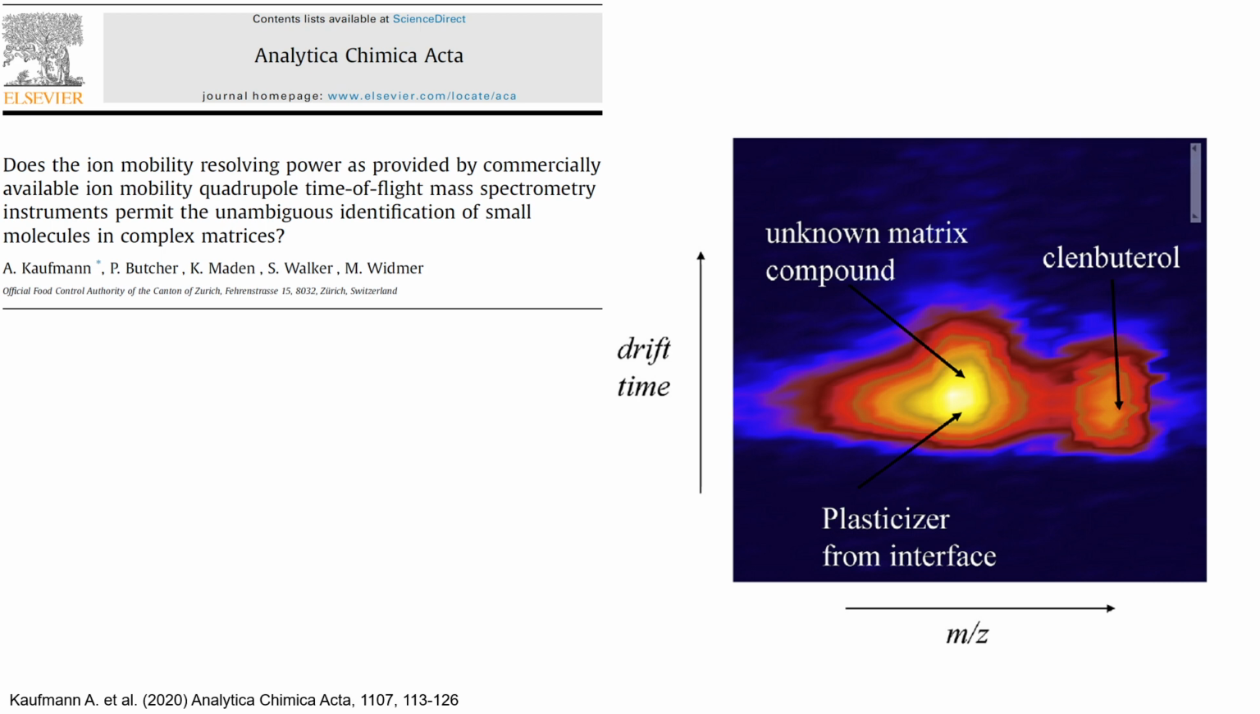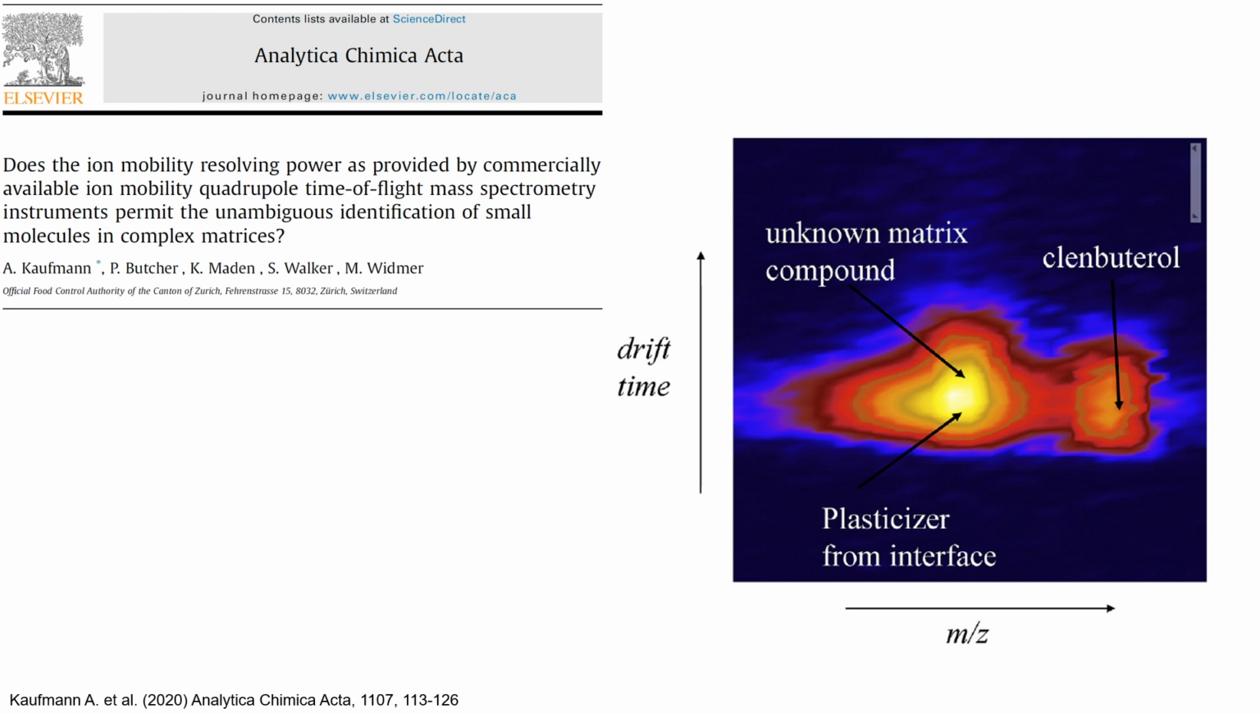But below the peak, there are actually two isobaric species, an ubiquitous plasticizer, a phthalate, and an unknown component coming from the matrix. These two components are not resolved by the mass and neither by their mobility. Therefore, if the unknown compound were to be a veterinary drug residue, it would have been missed by the peak detection algorithm because it would have been masked by the plasticizer. Thus, it would have been a false negative.